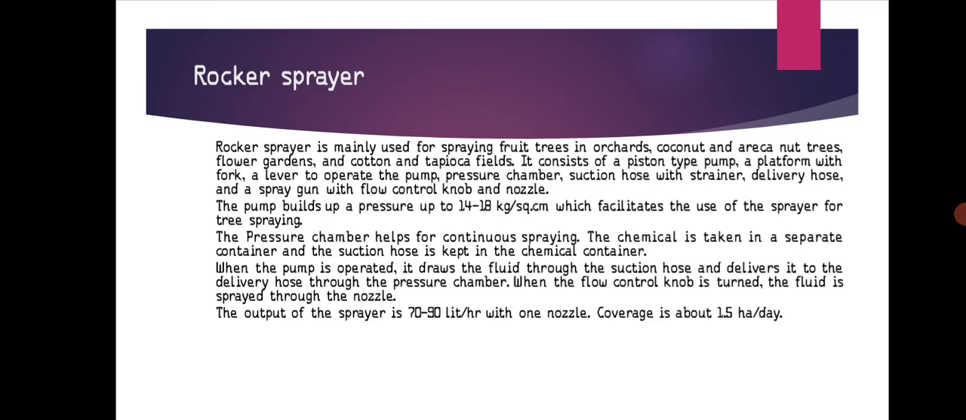The chemical is taken in a separate container and the suction hose is kept in the chemical container. When the pump is operated, it draws the fluid through the suction hose and delivers it to the delivery hose through the pressure chamber. When the flow control knob is turned, the fluid is sprayed through the nozzle. The output of the sprayer is 70 to 90 liters per hour with one nozzle. Coverage is about 1.5 hectare per day.